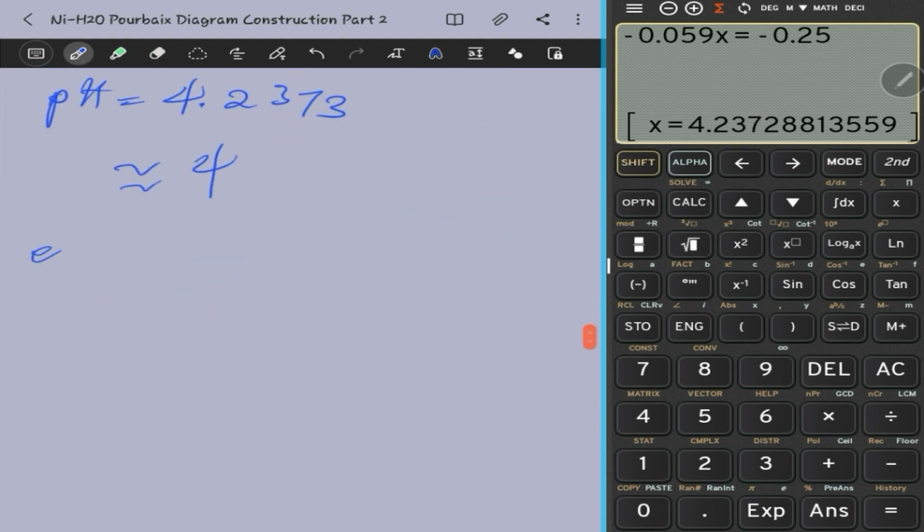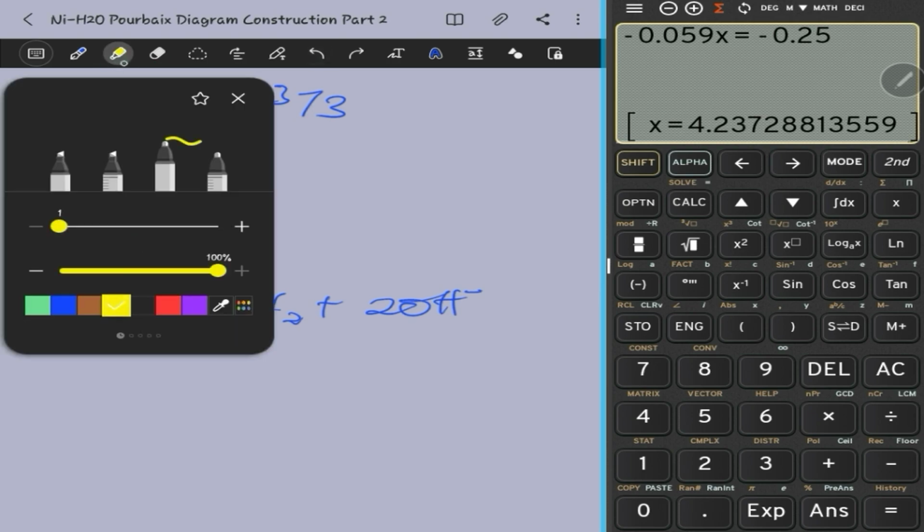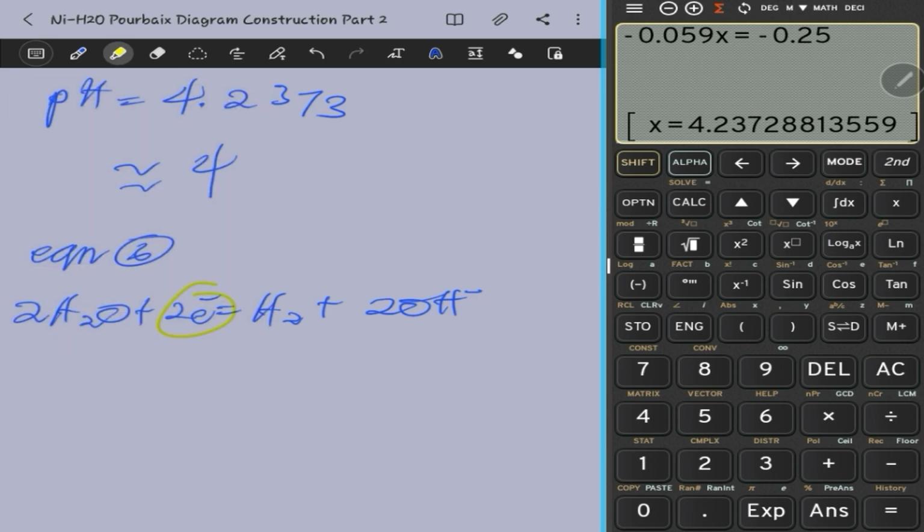So now we need equation 6. Equation 6 appears this way: 2H₂O plus 2e⁻ equals H₂ plus 2OH⁻. We know this depends on E, so it depends on potential, and it also depends on pH. So now we move on with that.